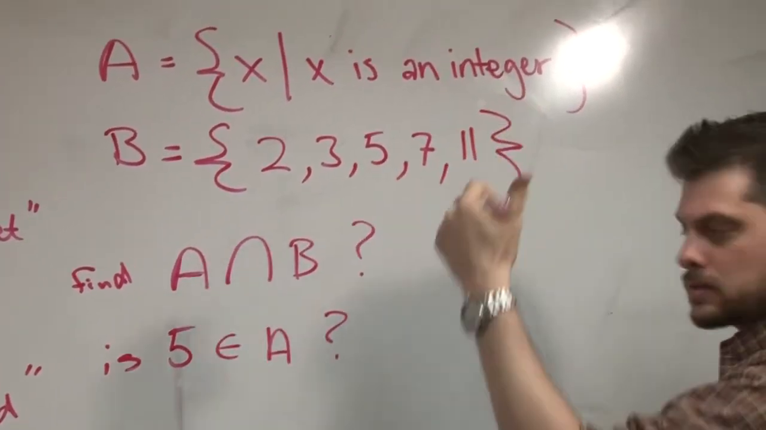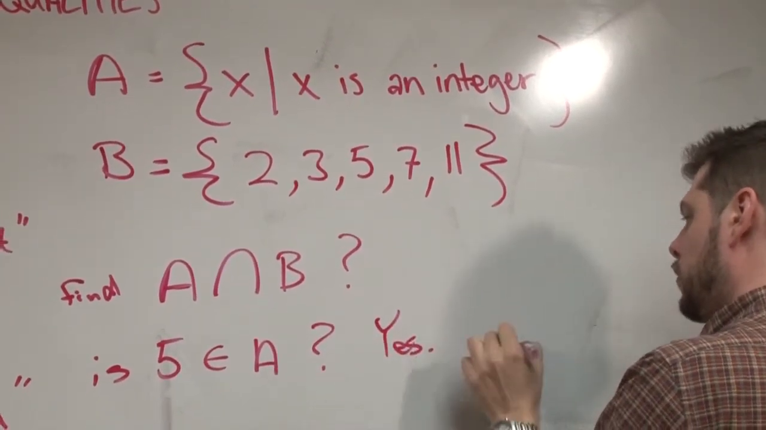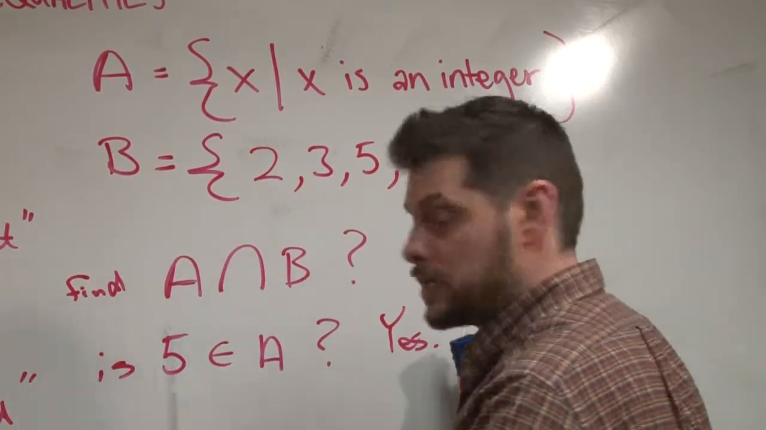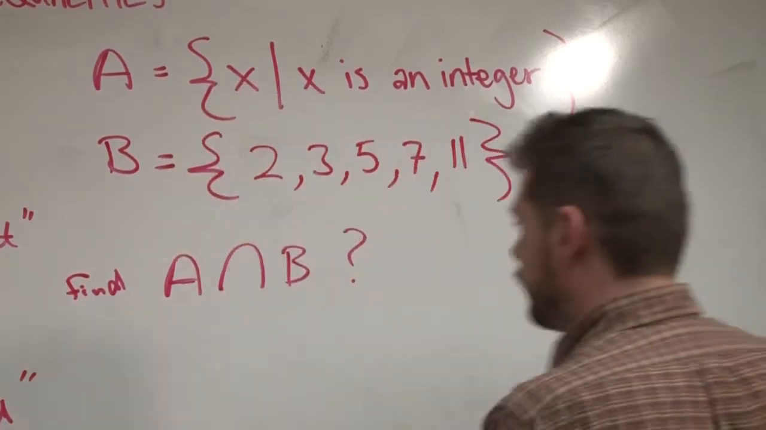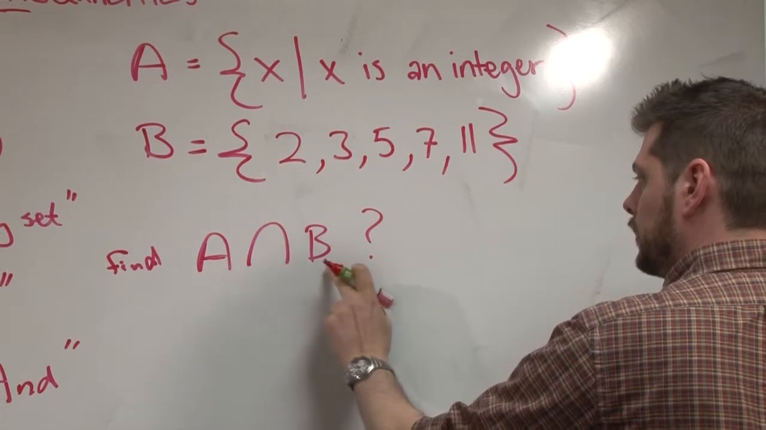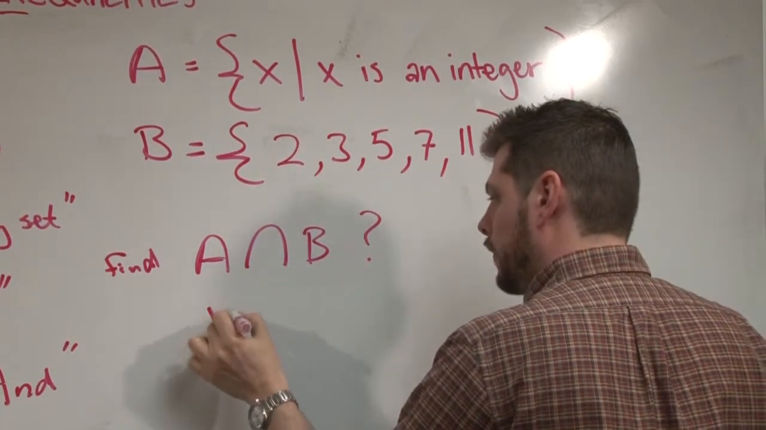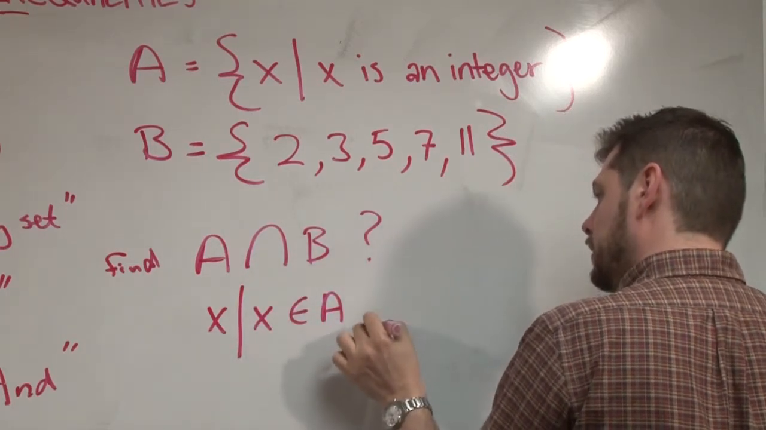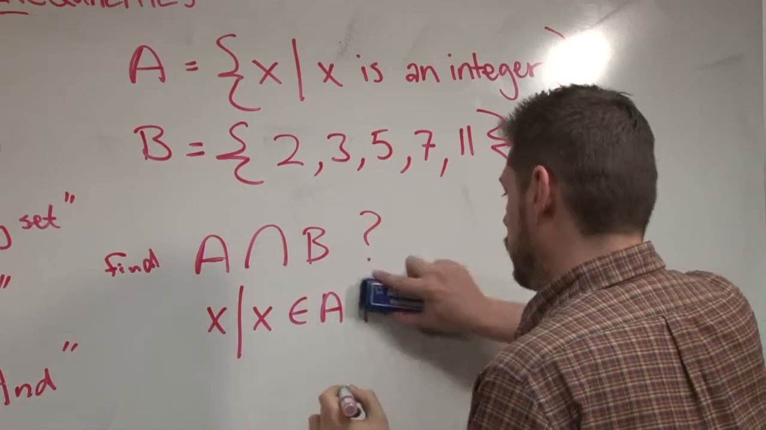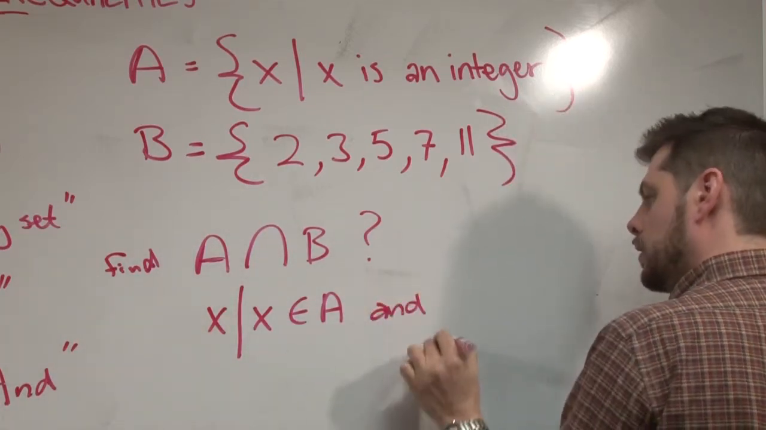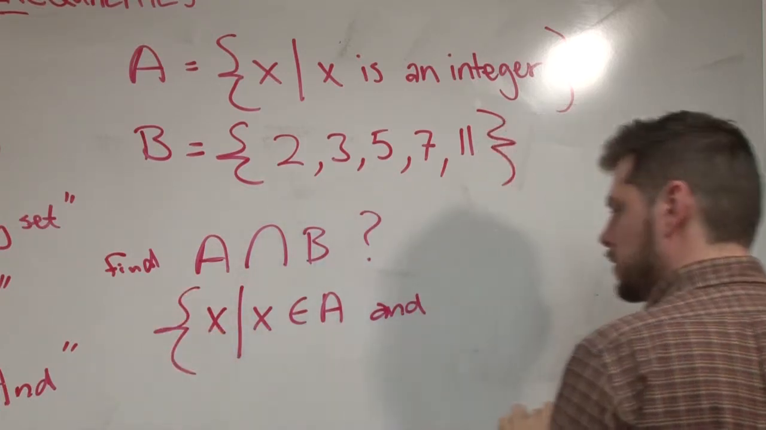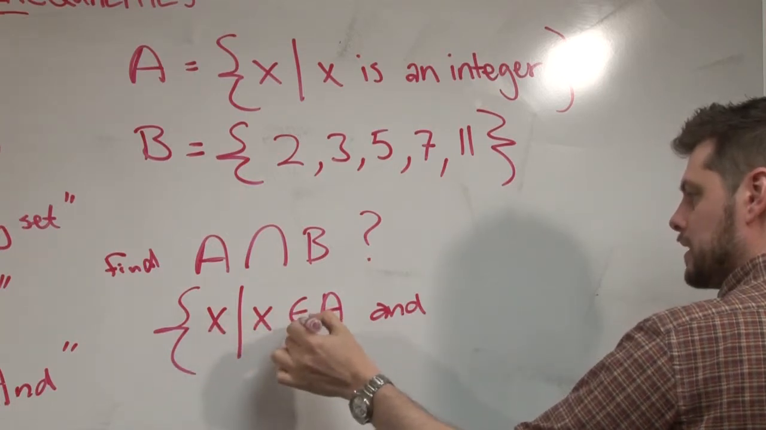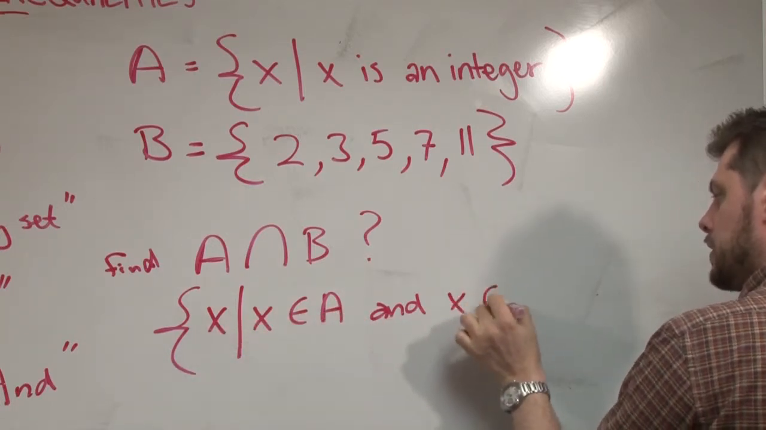Well, is 5 an integer? Yes. Or we'd say true. All right, so that's an example of how we'll use that symbol, and that's how we use it in set theory. Okay. So finding the intersection of A and B, we have to find all X such that X is an element of A and, we can use the symbol, or probably best to write and as we're translating it. And what am I doing? I'm building set notation. It's the set of all X such that X is an element of A and X is an element of B.